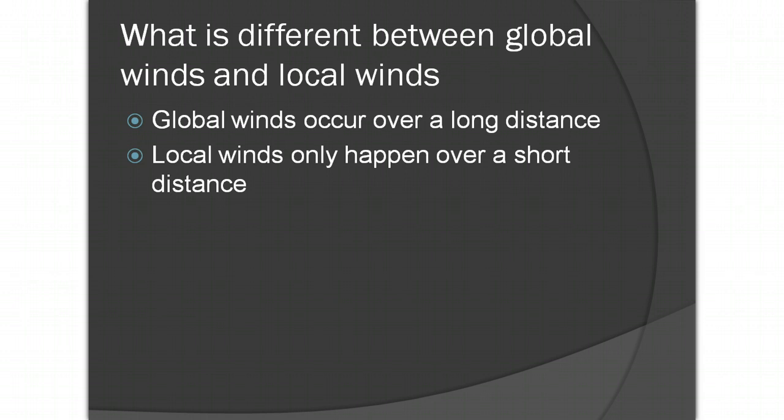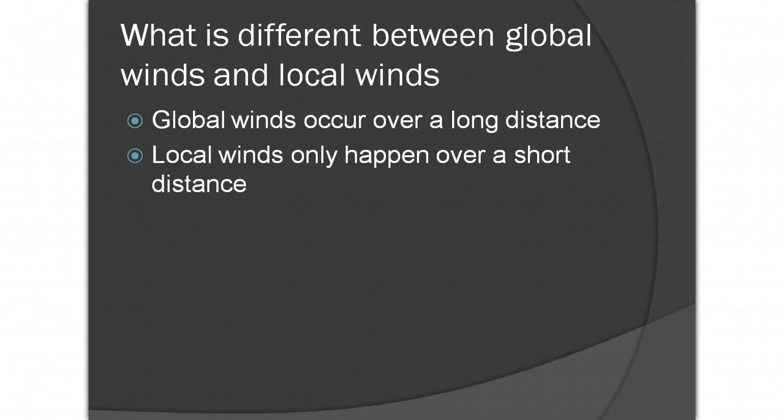Now, when we're talking about winds and breezes, there's also a difference between how big they are. So the next concept is, what is the difference between a global wind and a local wind? A global wind occurs over a long distance. We're talking about hundreds of miles of distance. While a local wind can happen just over a very short area.